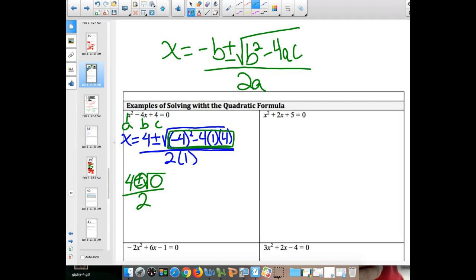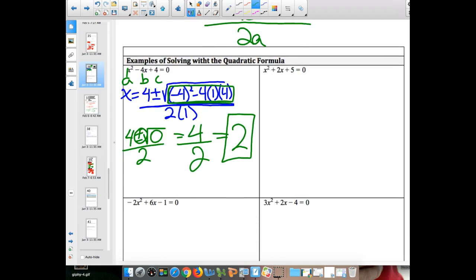So this 0 and the plus minus are just going to go away. So all we're left with is 4 divided by 2, which equals 2. So this one is kind of interesting in the fact that you just have one answer. That tells us it crosses the x-axis at just 2. Okay. Now this next one is going to be a little bit different again.